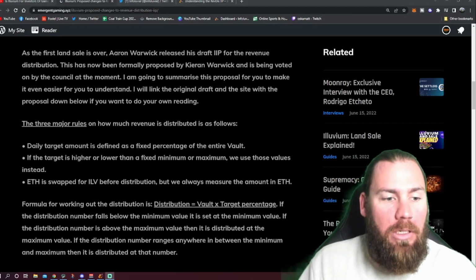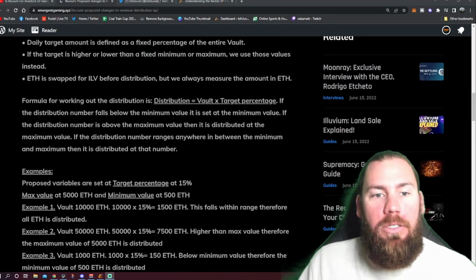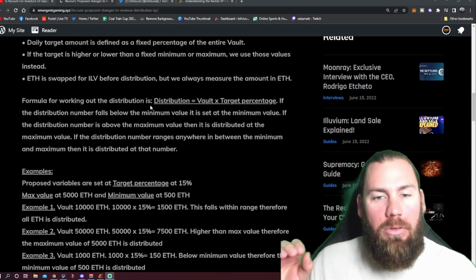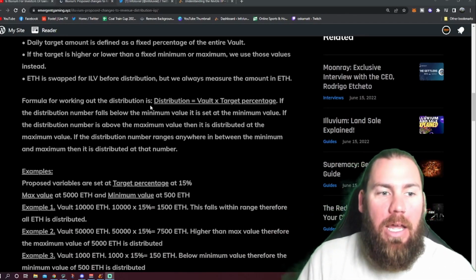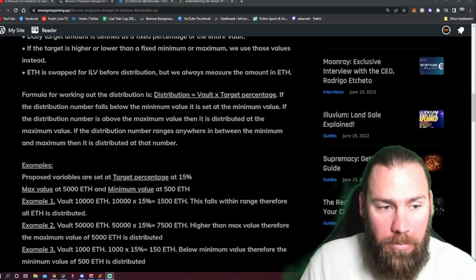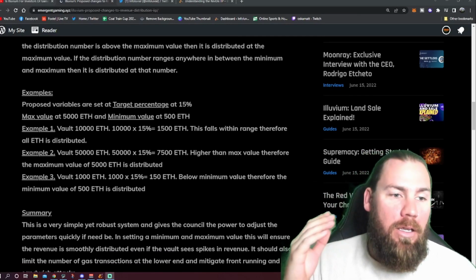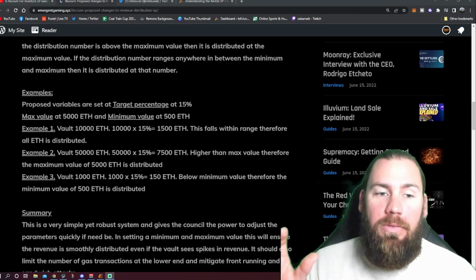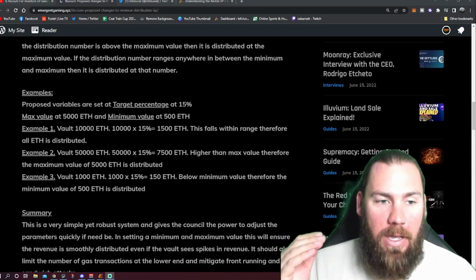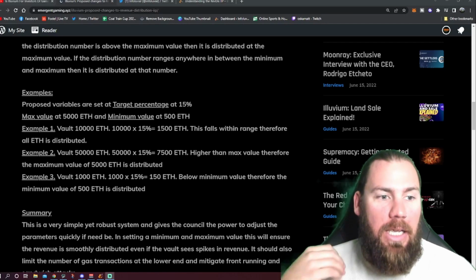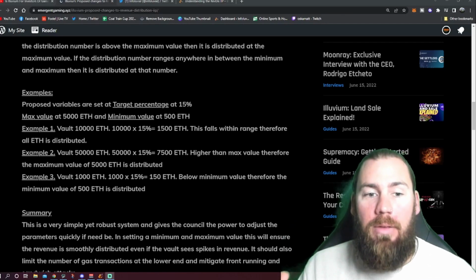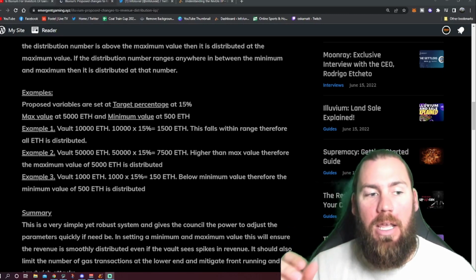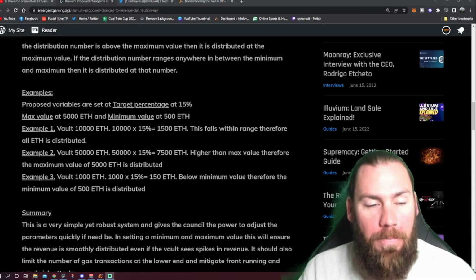So the formula for working out the distribution is the vault times the target percentage with the minimum and maximum barriers as it said before. So some examples that they've had here, as I said before, target percentage is 15%, max value 5,000, minimum 500. Example 1, the vault has 10,000 ETH. 10,000 times 15% gives us 1,500 ETH. This falls within the range, therefore all the ETH is distributed.